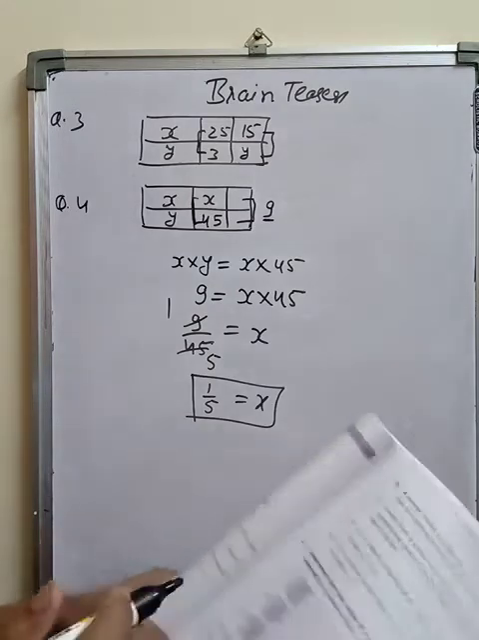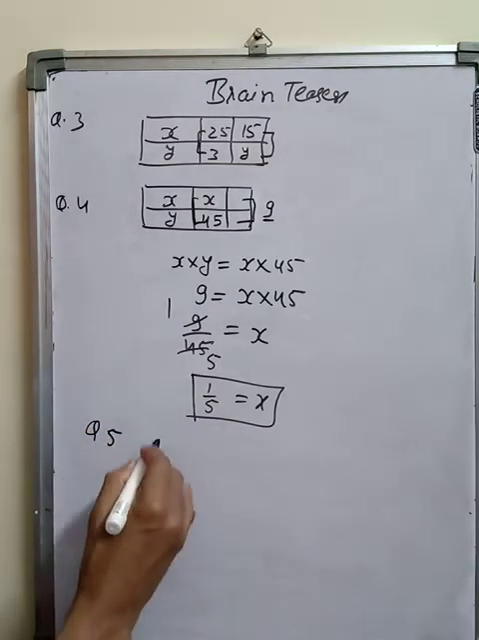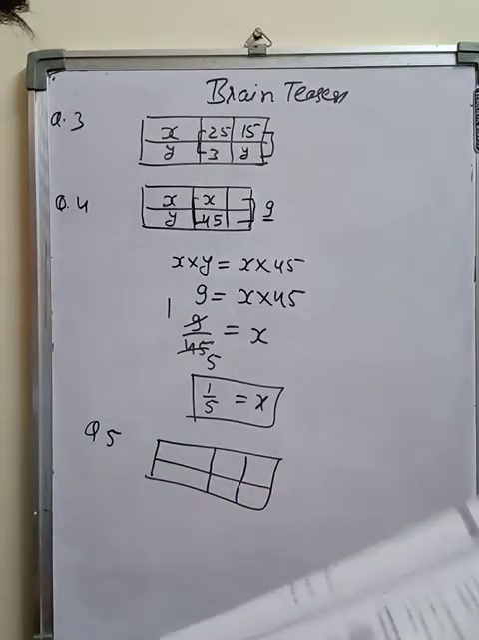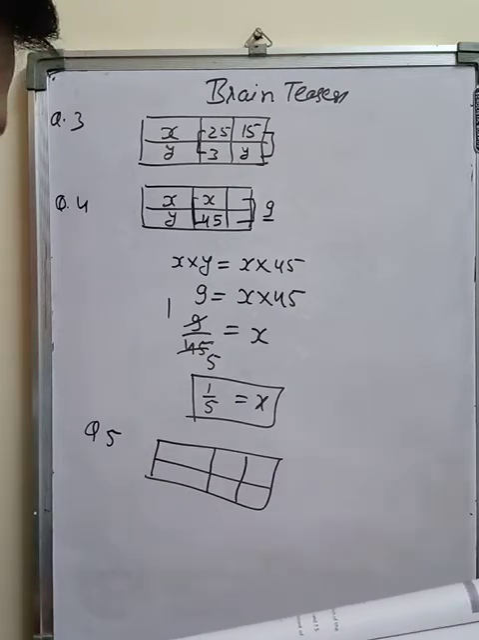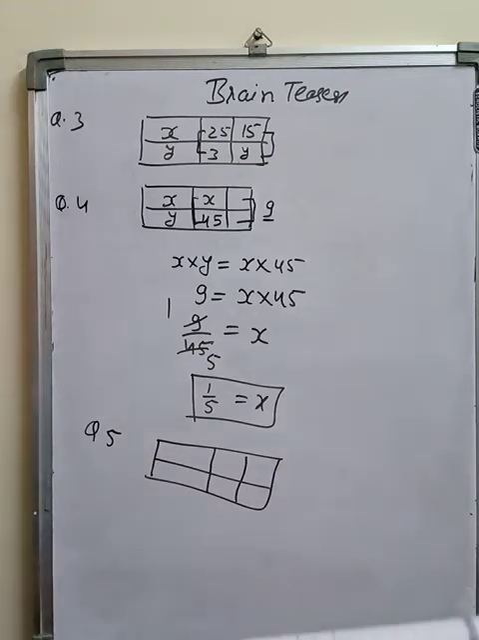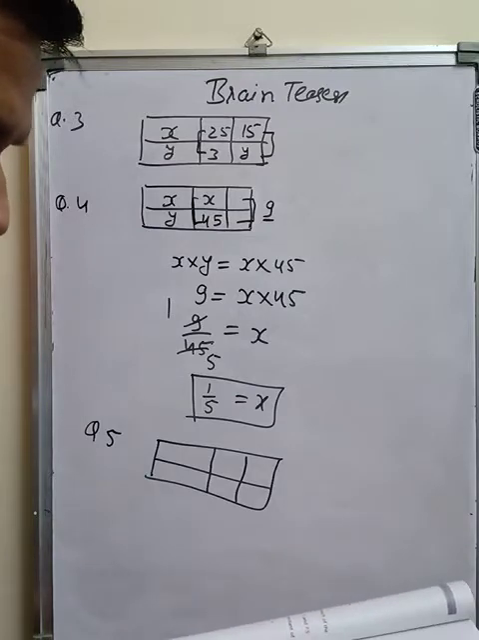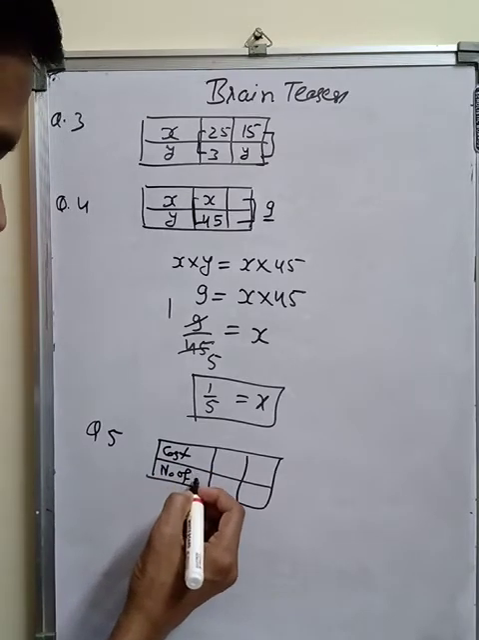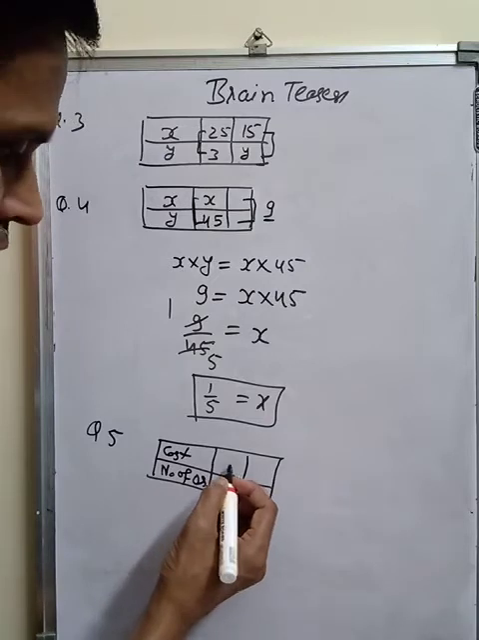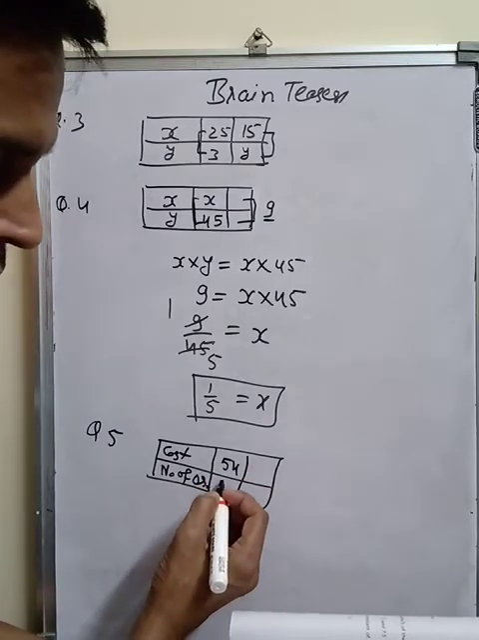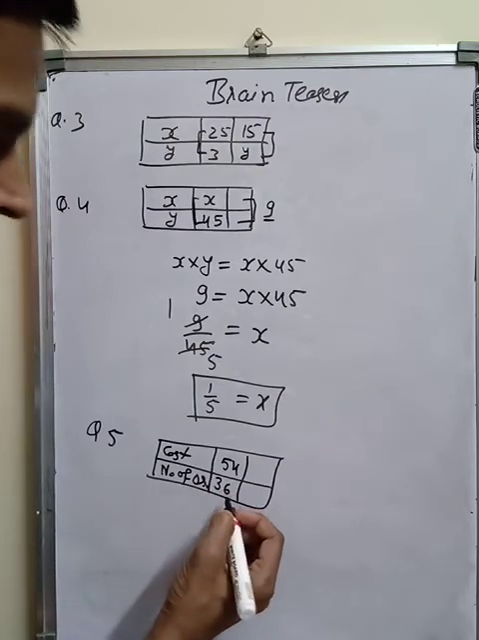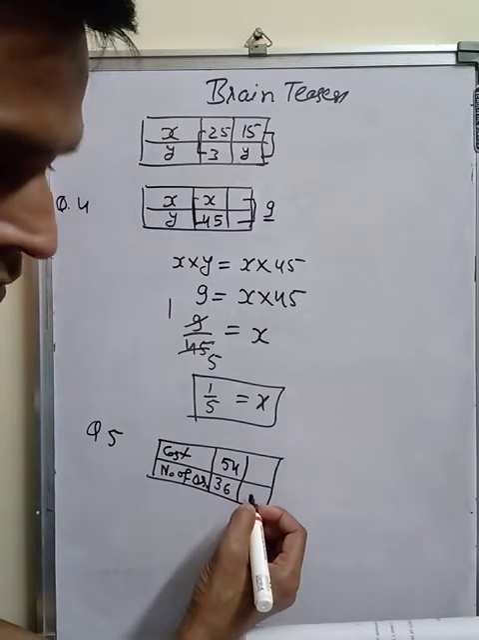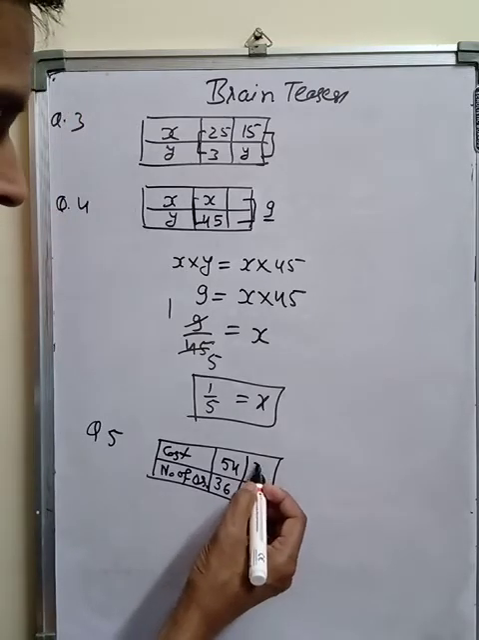Question number 5. This is very easy. Put this value in the box. What two things are given? Orange cost and 3 dozen oranges. What is the cost of 8 oranges? So cost in rupees and number of oranges. So when the cost is 54, how many oranges can we purchase? 3 dozen. 3 dozen means 36 pieces. And what is the cost of 8 oranges? 8 oranges means 8 oranges, and here we will write x.